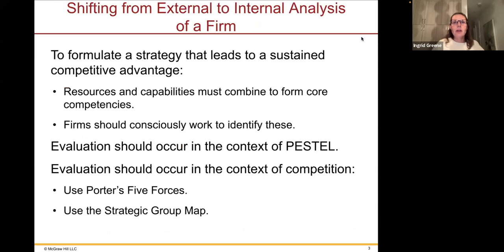So we're shifting, as I mentioned earlier today, from an external to an internal analysis of a firm. We want to formulate a strategy that leads to a sustainable competitive advantage. And you'll probably hear me say that probably 10 or 15 times before this chapter is over.